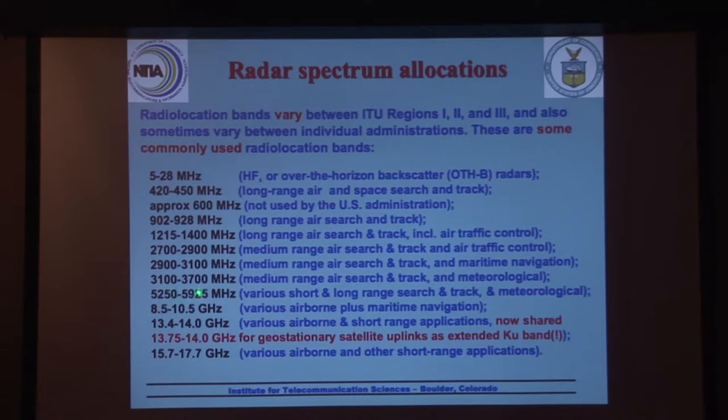5250 to 5925, not quite as much of a problem, but still there are some long-range search and track radars that look out in the sky, meteorological radars look out there. Airborne radars in the 8.5 to 10.5 part of the spectrum, and then we have the 14 gigahertz band, actually it's 13.75 to 14, where geostationary satellite uplinks are a potential problem.